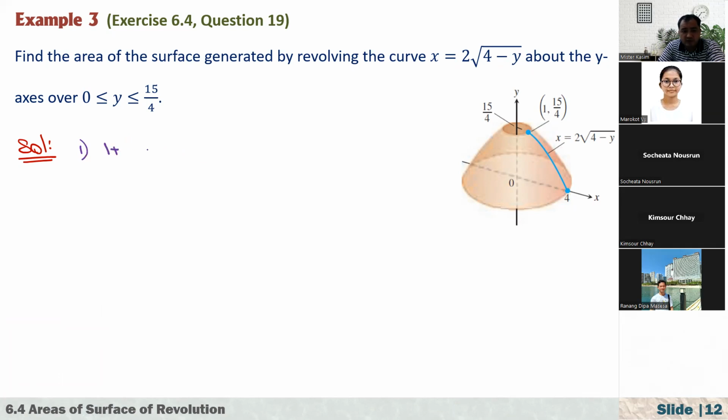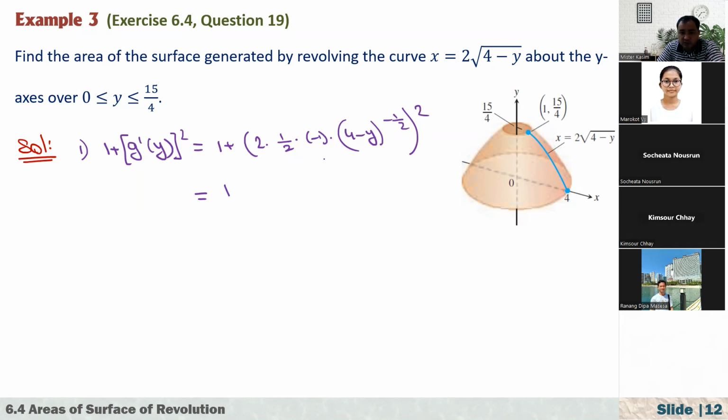Number one, we have to evaluate 1 plus g prime of y, squared, for the new function. So 1 plus, what is the derivative of x with respect to y? That is 2 times 1 over 2 times the derivative of the inside, which is negative 1, times 4 minus y to the power of minus 1 over 2, and here we have squared. The 2s cancel each other, and negative 1 squared is plus, so that is 1 plus 1 over 4 minus y.